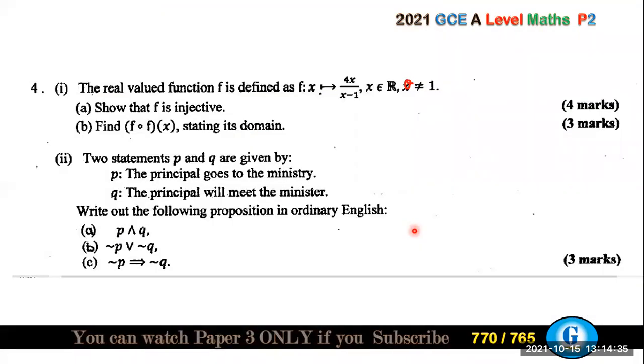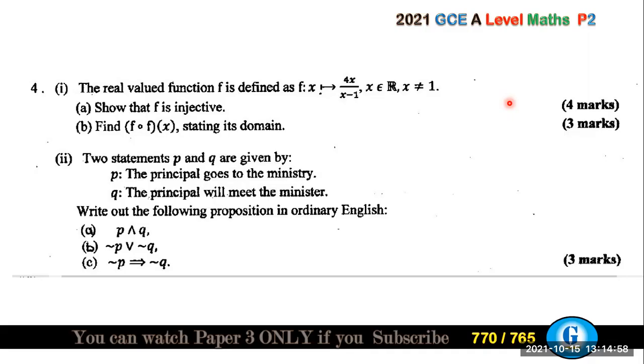Question 4. The real value function f is defined by, so this function is a real value function. It's defined by f(x) = 4x over x minus 1, where x is an element of the set of real numbers, and x should not be equal to 1 because the function will be undefined, right?